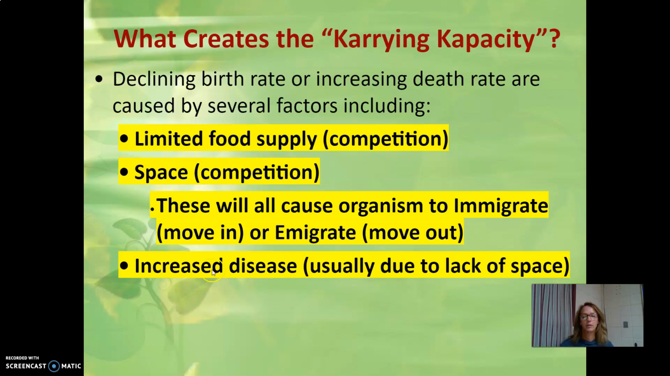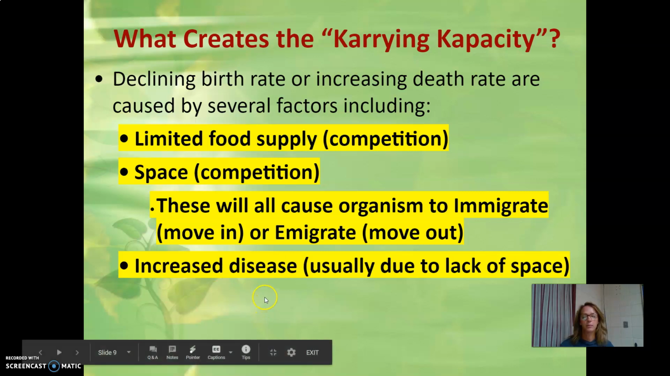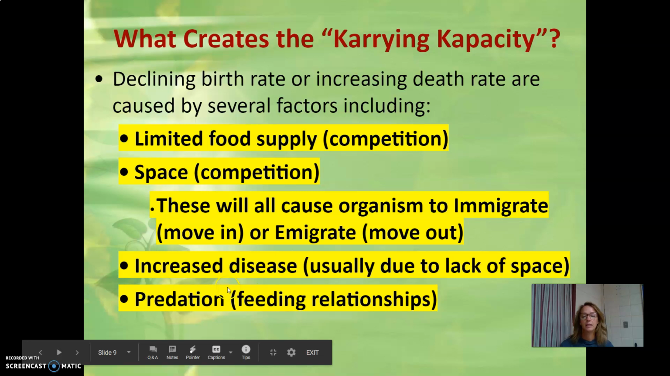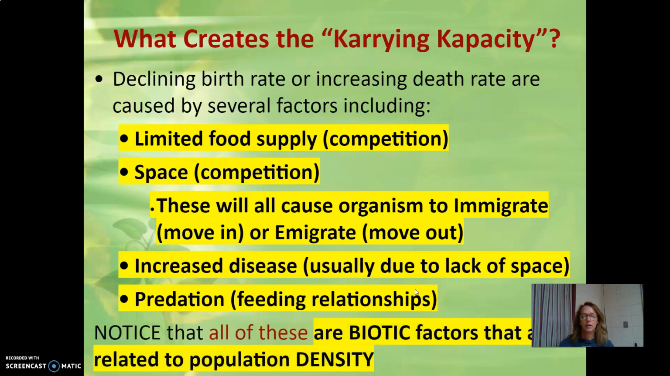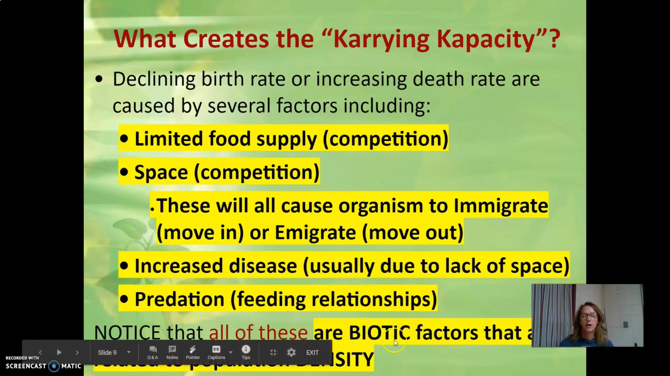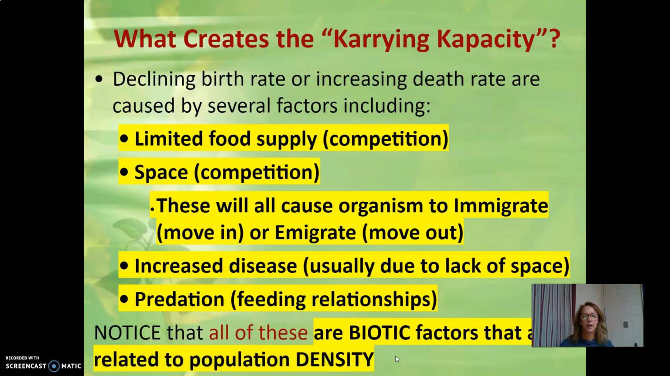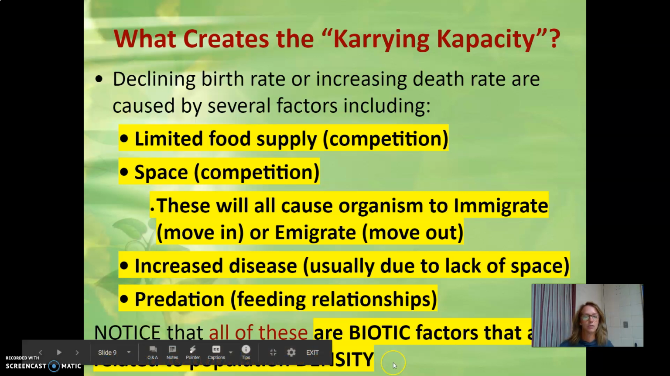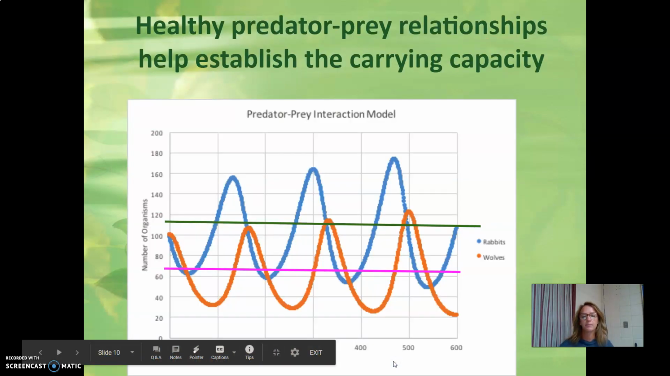Any of those things can cause a population to fluctuate. When that does get crowded, there will be increased disease, so that can cause a little bust of the population. And if you have a lot of an organism, you're going to have more food for a predator. So those feeding relationships can also make that curve kind of go up and down. Please notice here that all of the factors that actually cause a carrying capacity to happen are biotic factors, and they're all related to how many are in that organism, how rich that population is or how dense it is. Those are all words that we can use to describe it.